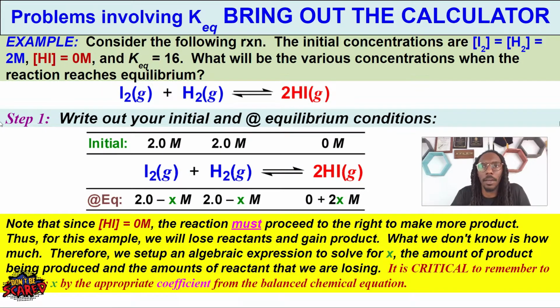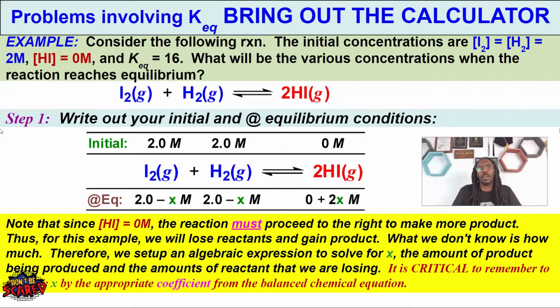Alright, so today, once again, we're dealing with equilibrium here, everybody. And we're going to look at this reaction. I2 plus H2 gives me 2HI. And we have our initial concentration. So the initial concentration for my I2 and H2 will be 2 molar. And then we don't have any product. All right, it's 0. And then we know our K is going to be 16. What will be the concentrations when our reaction reaches equilibrium?